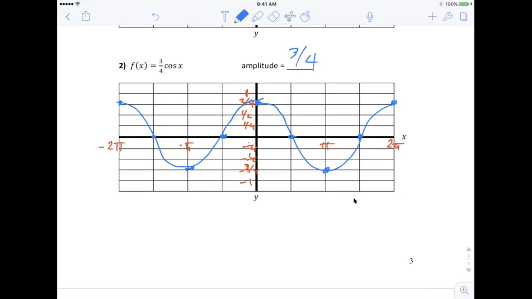So far we've really just done amplitude. In the next video, we'll tackle some different periods and that kind of thing. I'll stop there for now. That's up through page 3 in the 6.3 notes.